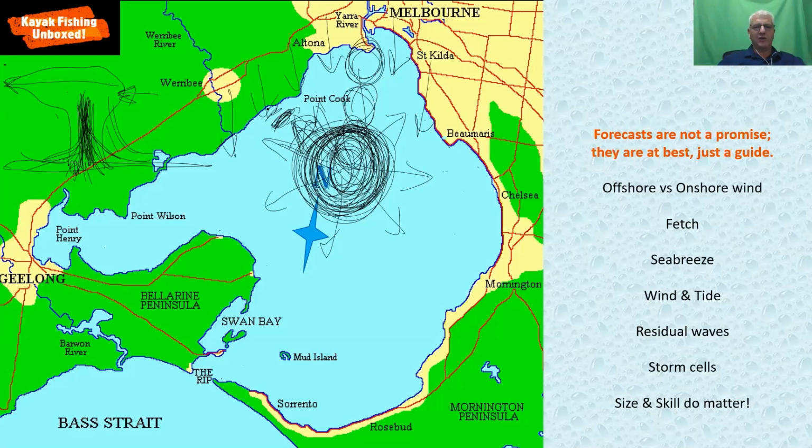Get yourself close to shore, so if it does go pear-shaped, you've got an exit point where you can just pull up on the beach. You might only have to wait half an hour before it blows over, before it dissipates. Turn around and go back out again. But you're probably better off being off the water during that situation, and particularly if there's thunderstorms around.